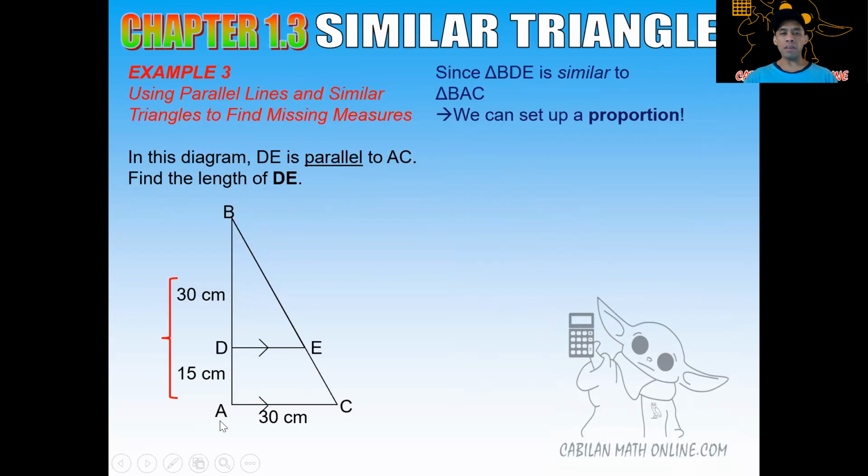So the entire length of B to A is going to be the result of adding 30 and 15 together, which gives me 45. So I just want to put all the numbers in before we put in the proportions. All right, start putting in the proportions. So we have B to D and B to A. Next one here in that order.